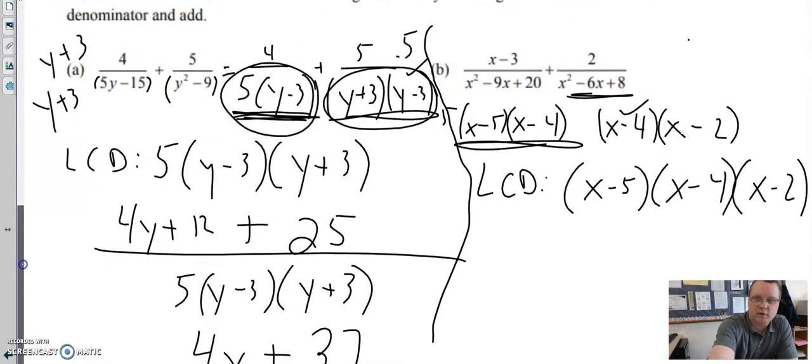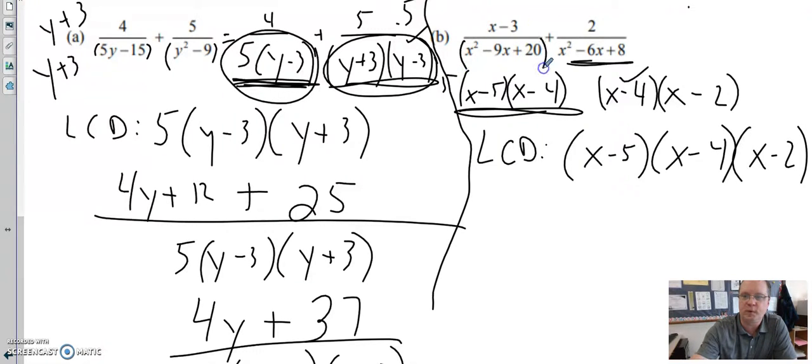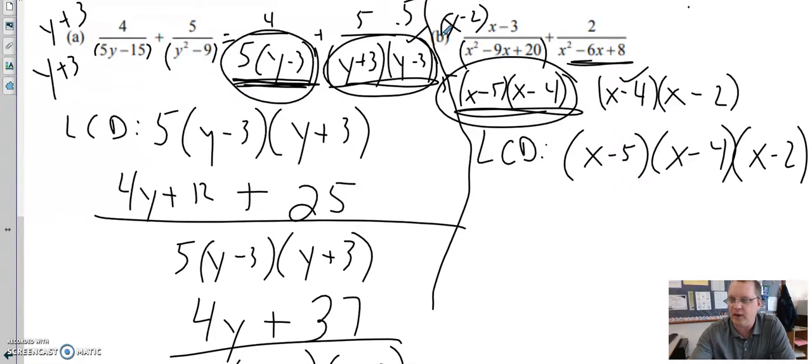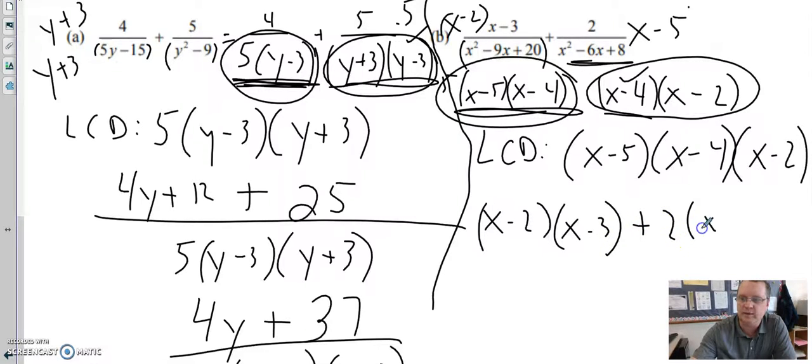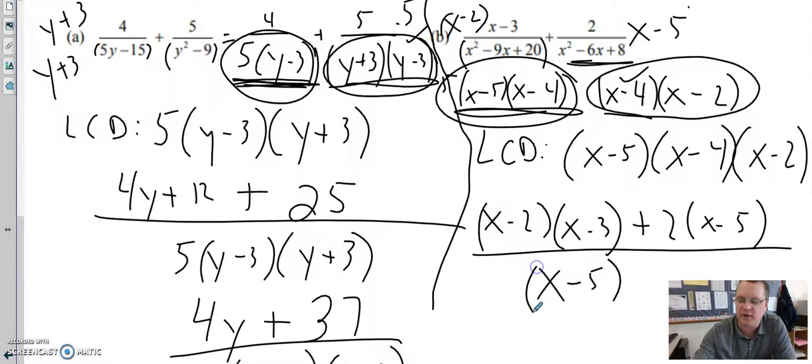Okay, so let's go back. This first one, since I already have the (x minus 5)(x minus 4), I have to multiply top and bottom by x minus 2. The second one, I already have the x minus 4 and the x minus 2. I have to multiply top and bottom by x minus 5. So we have, and I'll show you this step so I don't lose you, (x minus 2)(x minus 3) plus 2(x minus 5), and this is all over your LCD of (x minus 5)(x minus 4)(x minus 2).